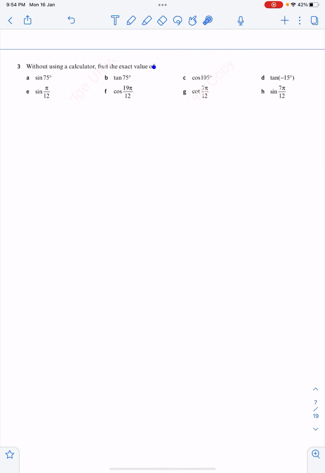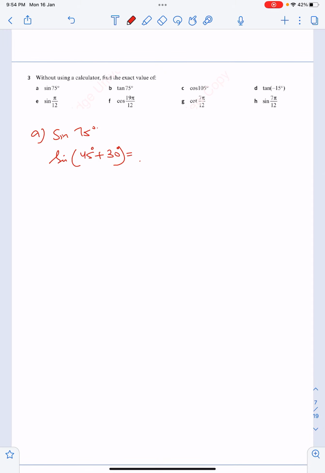It says without using a calculator find the exact value of sine of 75. So, I can write sine of 75 equals sine of 45 plus 30, and we are familiar with this because we are not allowed to use the calculator in this question. That is why we know the sine, cos and tan of 45, 30 and 60. So, if I solve it, it will become sine of 45 cos of 30 plus cos of 45 sine of 30.